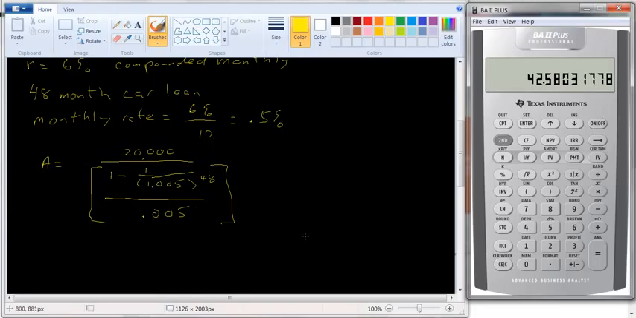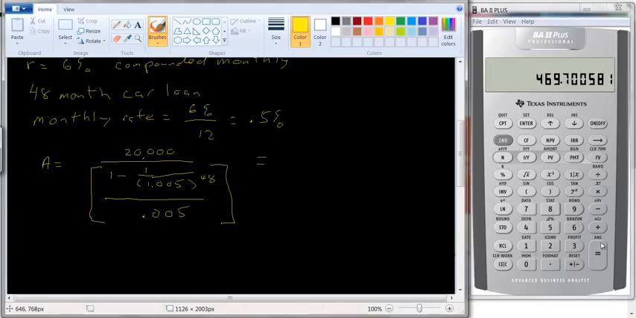So that's our factor here, 42.5803, and if we flip this over, we can multiply it by 20,000. Okay, 20,000 divided by this is the same as 1 over this times 20,000. So I'm going to hit the 1 over x key again, times 20,000, and we get a car payment of $469.70.